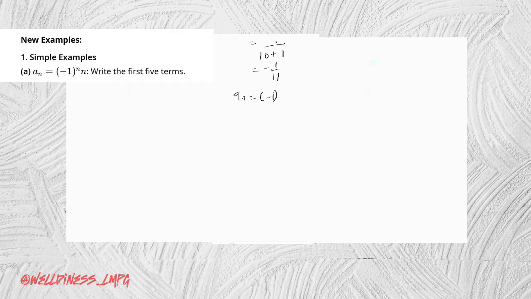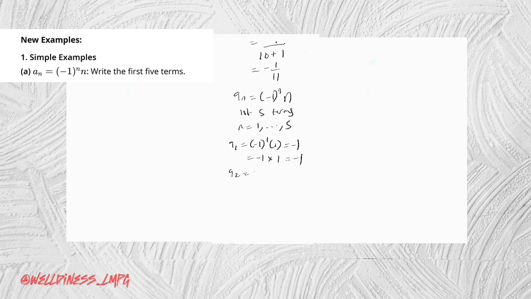So now let's look at some simple examples. So first off, we have a_n is equal to minus 1 raised to power n times n, the first 5 terms. So all you have to do is substitute 1, 2, 3, 4, 5 anywhere you see n. So for a1, when you substitute 1, you have what? Minus 1 raised to power 1 times 1, and that will give you minus 1, because minus 1 raised to power 1 is minus 1, and minus 1 times 1 will give you minus 1.